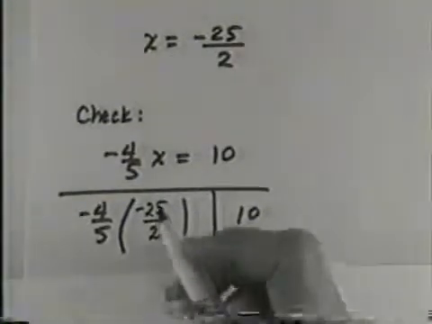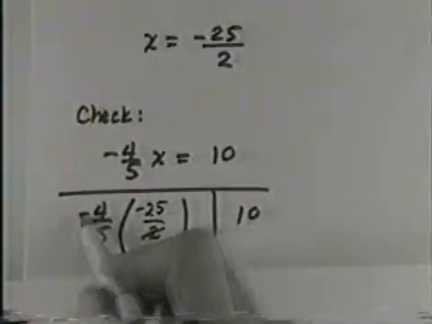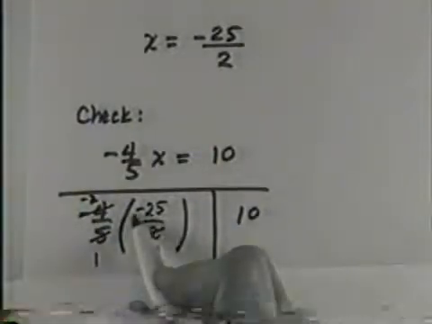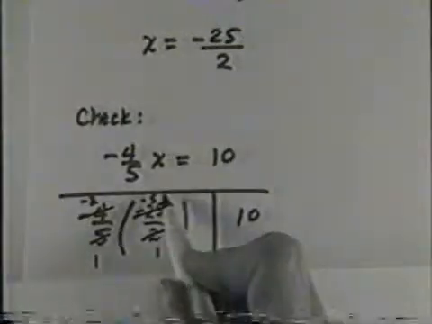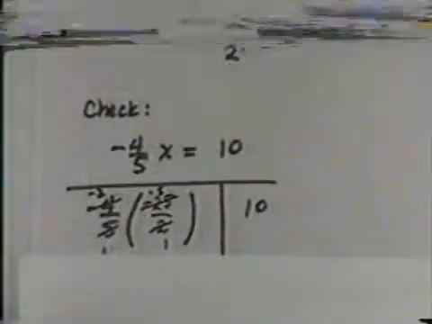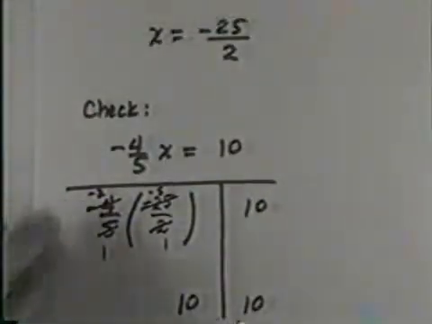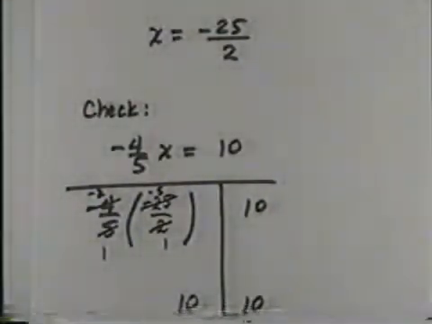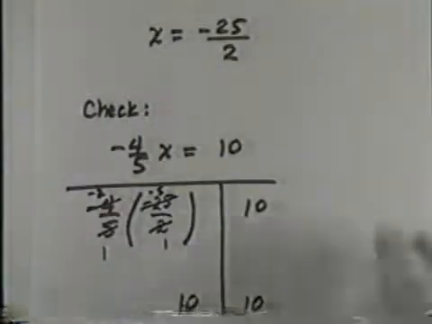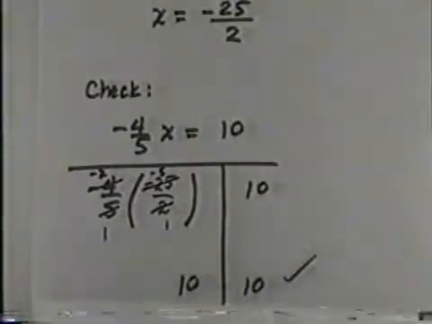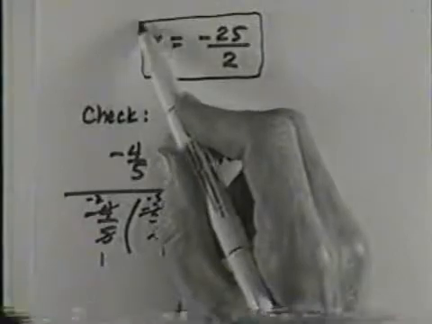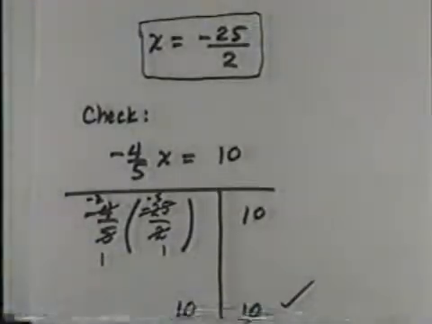Hot dog. Alright, 2 into 2 is 1. 2 into negative 4 is negative 2. 5 into 5 is 1. 5 into negative 25 is negative 5. On the left-hand side then, we get 10, since negative 2 times negative 5 is 10, divided by 1 is 10. On the right-hand side we get 10. This checks, which means of course that x equals negative 25 halves is the correct answer.